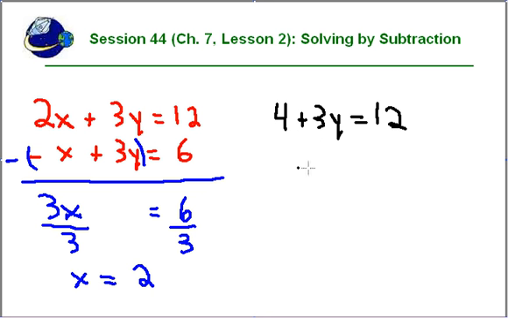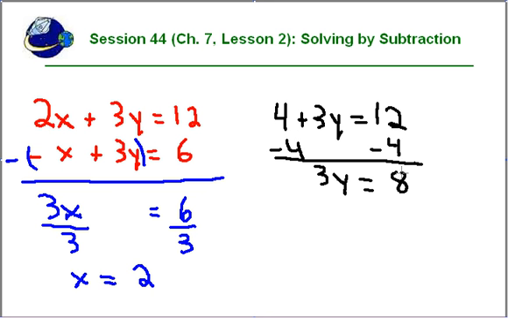Our x variable is gone. We're just left with our y variable now. Well, the first thing that we see here is that our y term, 3y, is being added with a 4. So to get rid of that 4 that it's being added to, we need to subtract 4 from both sides. Well, 4 plus 3y minus 4 is just going to be 3y. The 4 and the minus 4 cancel each other out. And then 12 minus 4 here is 8.